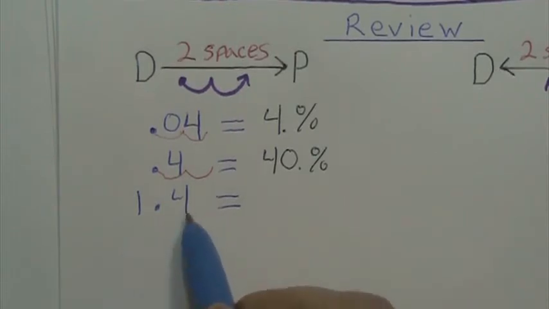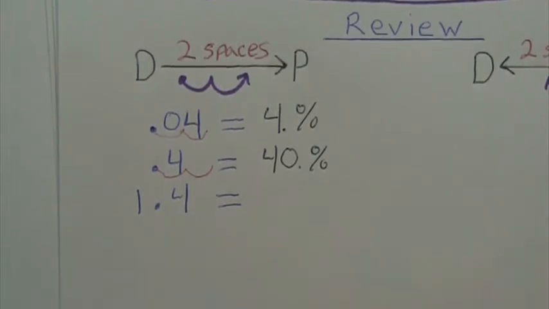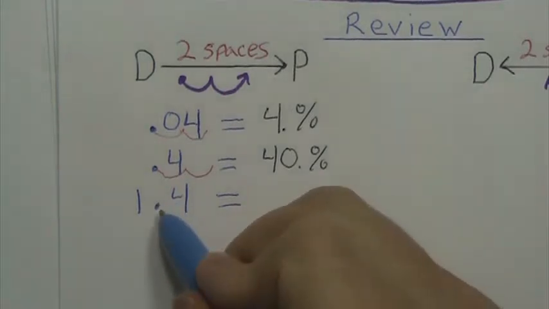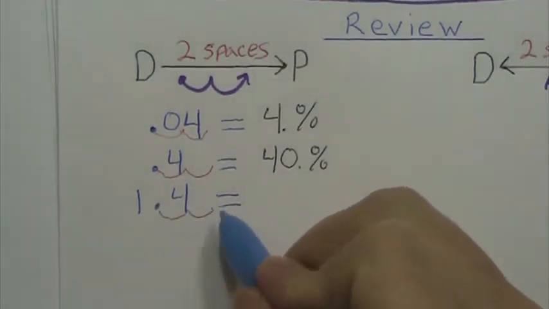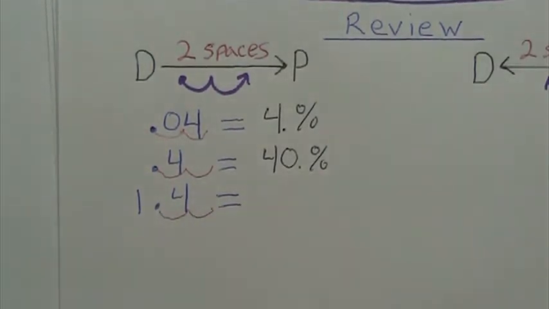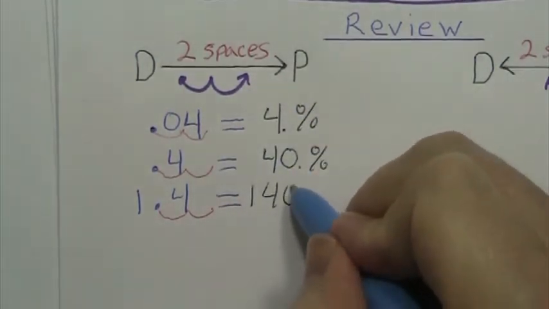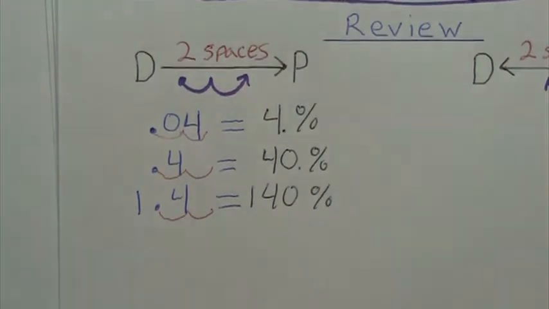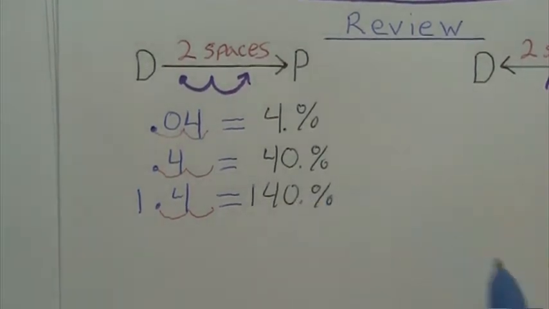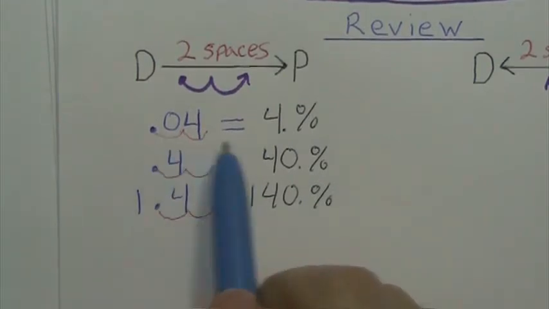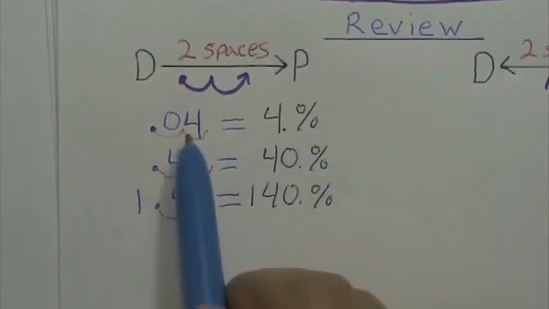And the other one, 1.4, again, move the decimal over 2 spaces, 1, 2. You need a placeholder in there. So the answer is 140%. Again, you can put a decimal if you wish. And that's how you go from decimal to a percent. Go to the right.